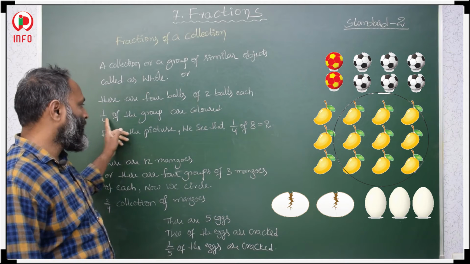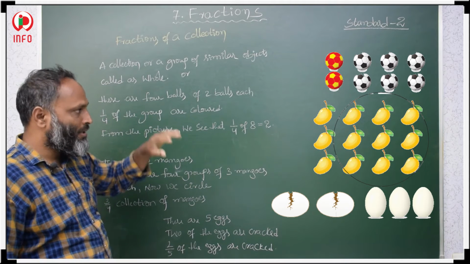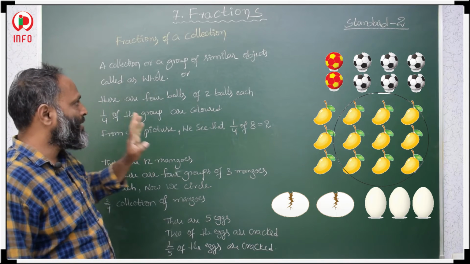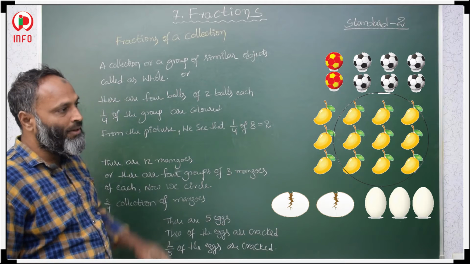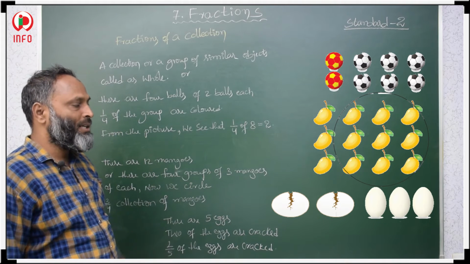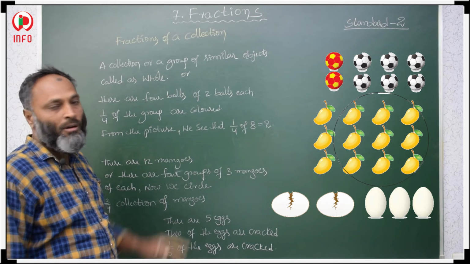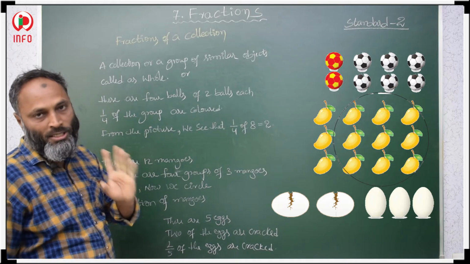It means 1/4 of the group are colored. So, actually what is a whole? Whole means the similar object. Here what are the similar objects? Here the similar objects are balls. All are balls. So, that is about similar.